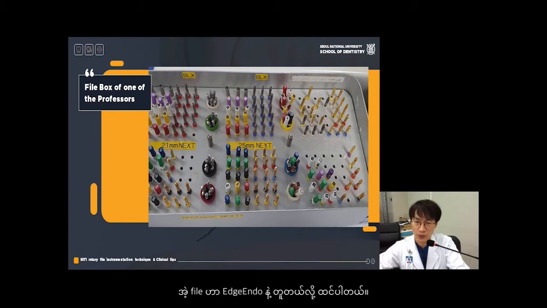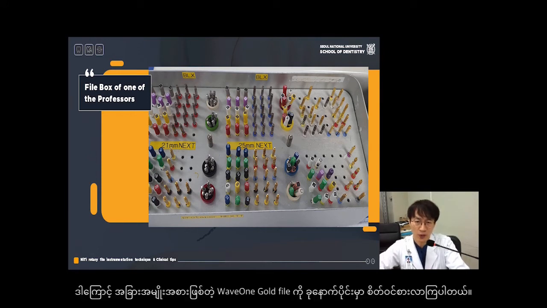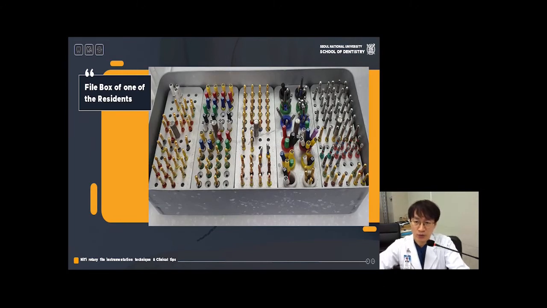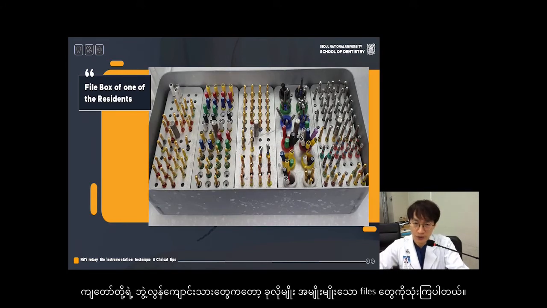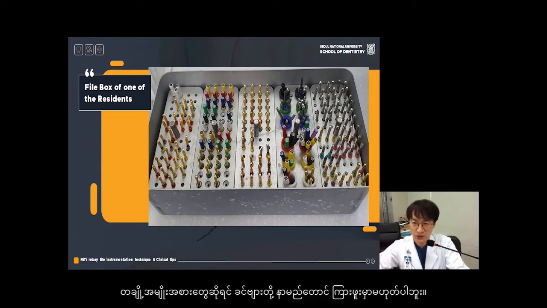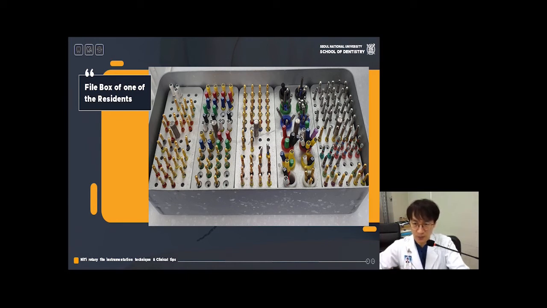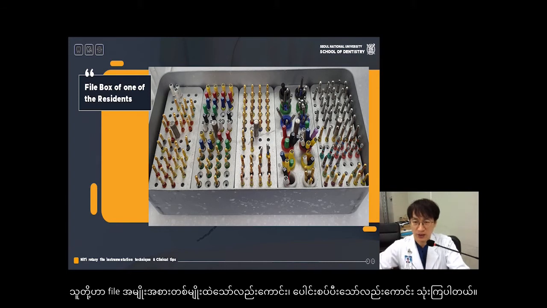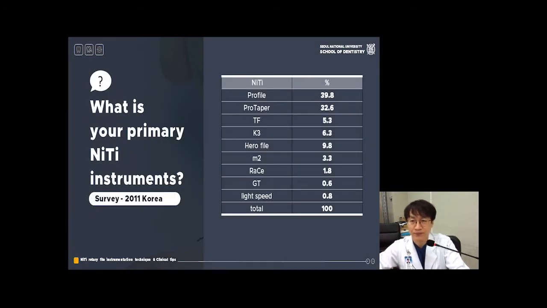It is similar to Endo, I think, and then the ProTaper Next file. That has some advantages and disadvantages. So you may be interested in other types of files like the Wave 1 Gold file. And our graduate students also use a variety of files like this. You may not even know the name or brand name, but they kind of stick to one type of file, or they combine a certain combination of files.